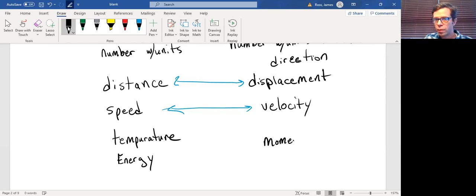Momentum is a vector quantity because it definitely has a direction. When we think about momentum, even in colloquial terms, it's motion in a direction. So I don't think there's anything else I want to say about scalar versus vector quantities. The main thing here is specific instances when we use these that you want to get used to.